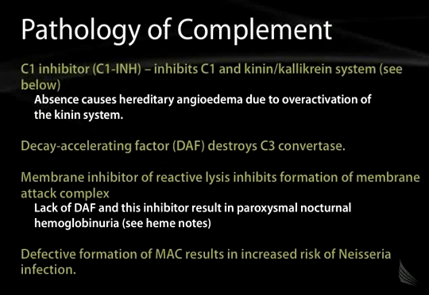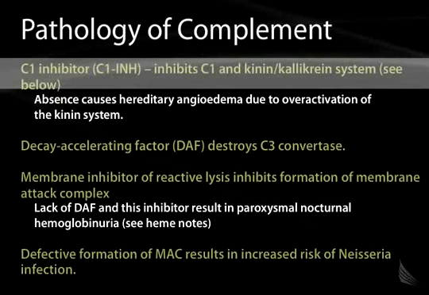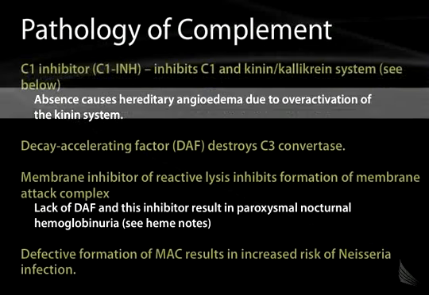Now you can imagine that complement, if it got out of control, could also kill host tissues, and you don't want that to happen. So host tissues have inhibitors of complement on their surface. One of these is called the C1 inhibitor, or C1-INH. C1-INH inhibits both the complement cascade via the protein C1 and also the kinin kallikrein system, which we'll talk about in a little bit. When there's a defect in which you have absence of the C1 inhibitor, this leads to a disease called hereditary angioedema, in which you have overactivation of the kinin kallikrein system, leading to massive edema from increased permeability of the vasculature.